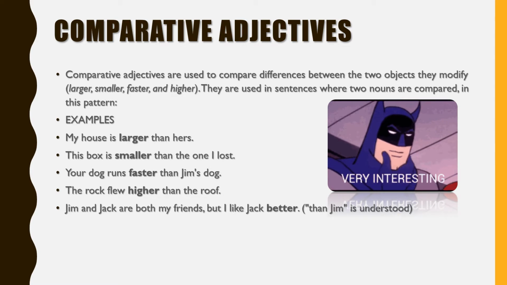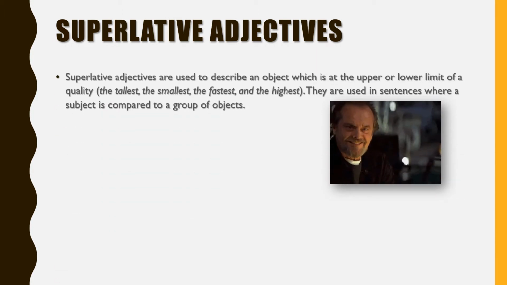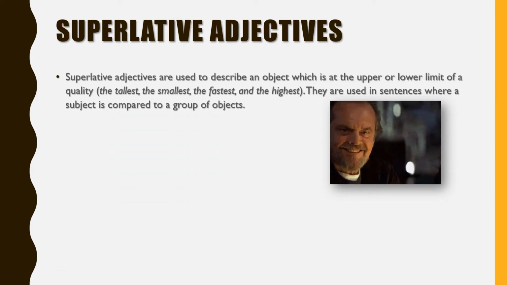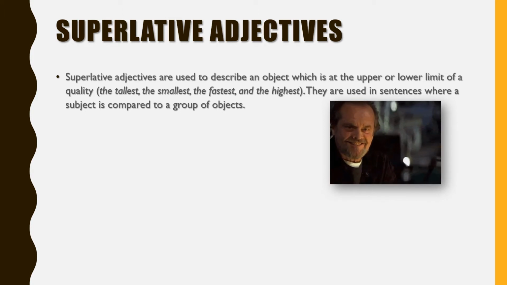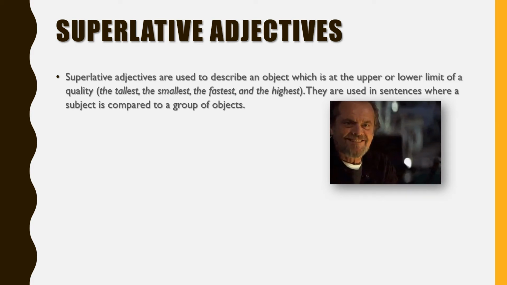Very interesting. Superlative adjectives. Superlative adjectives are used to describe an object which is at the upper or lower limit of a quality: the tallest, the smallest, the fastest, and the highest.